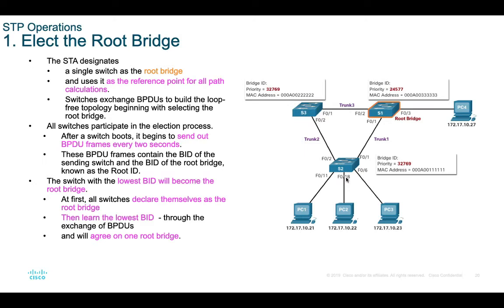So when we boot a switch, every switch will declare they are the root bridge, because they don't know about the other switches. So switch 1 will declare the root bridge is switch 1. Switch 2 will declare the root bridge is switch 2, with the priority ID of this and this. Switch 3 also will declare the root bridge is switch 3.